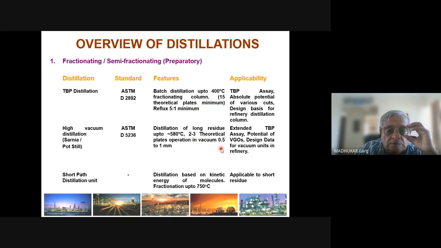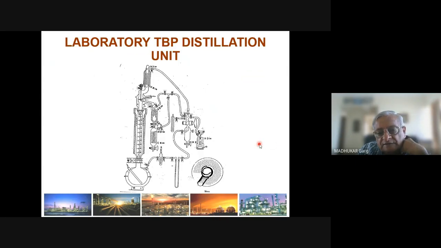Yeah. So this is what it is about TBP distillation, both atmospheric and vacuum. And this is the apparatus in which we do this. This is the round bottom flask in which we have a column. And then we have a refluxer from the top. This is the condenser, and these are the product coolers. We can operate it both at atmospheric pressure as well as under vacuum. This is the good old way of doing it.